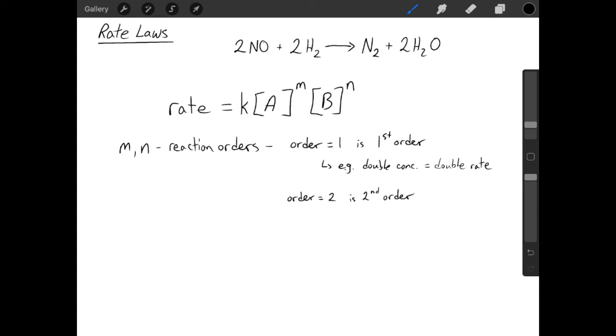If your order is 2, you have a second order reaction order. And in this case, the effect of changing the concentration on the rate is now quadratic. So if you double the concentration, you quadruple the rate. And the same arguments can be applied for third orders or fractional orders.